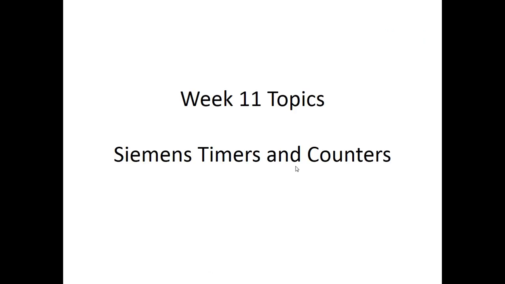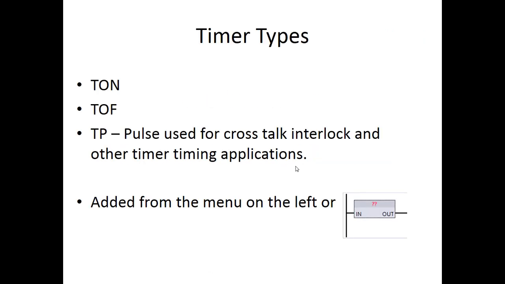So we're talking about Siemens timers and counters. The timer types for Siemens are TON and TOF. This is just like the SICK 500, where we had on delay timers and off delay timers. What this adds is a pulse timer. So a TP is often used for a crosstalk interlock and other timing applications.